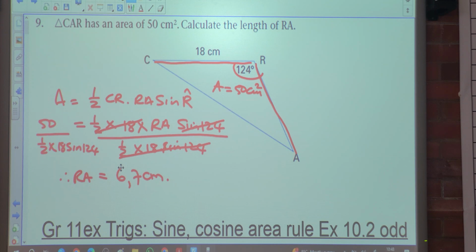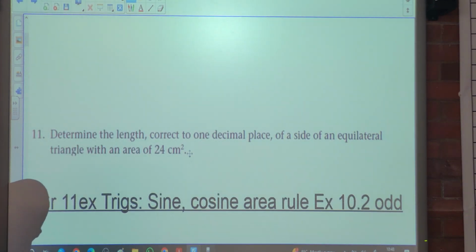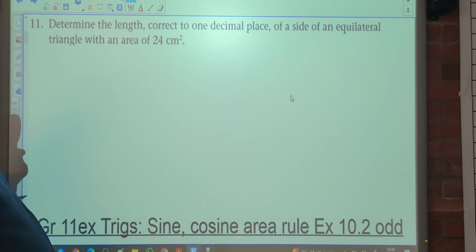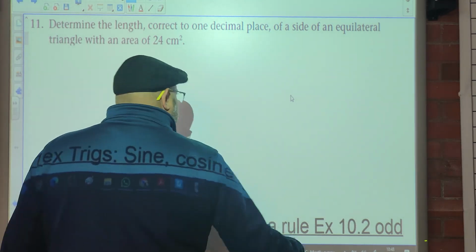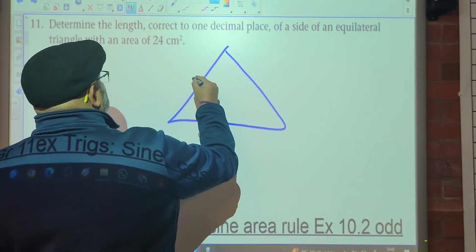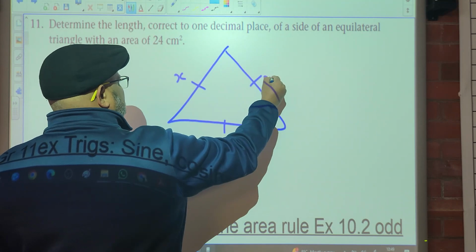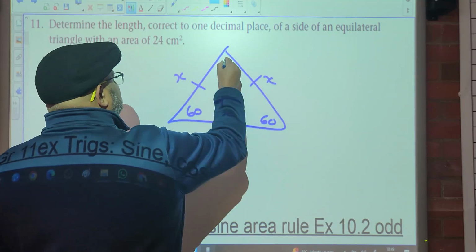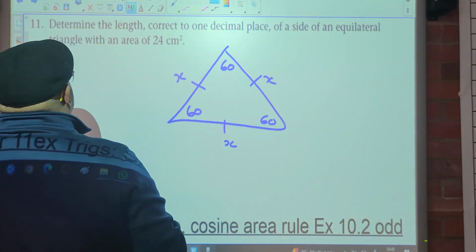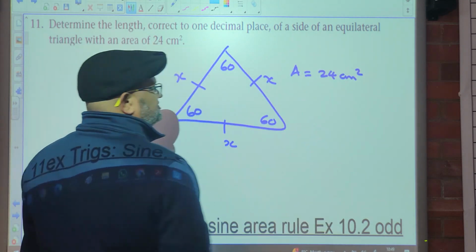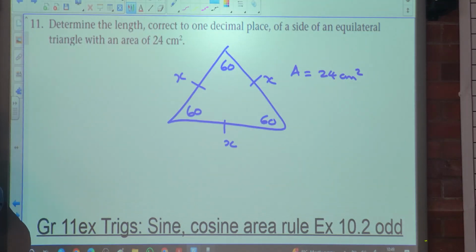Okay. And then of course the last one, this exercise. Determine the length correct to one decimal place of the side of an equilateral triangle. People, if you've got the equilateral triangle, what is significant about the equilateral triangle? All sides are equal. We'll make that x. Not so. And all the angles are equal, which is 60. Of an equilateral triangle with an area. The area of this is 24 centimeters squared. So you must calculate the length.